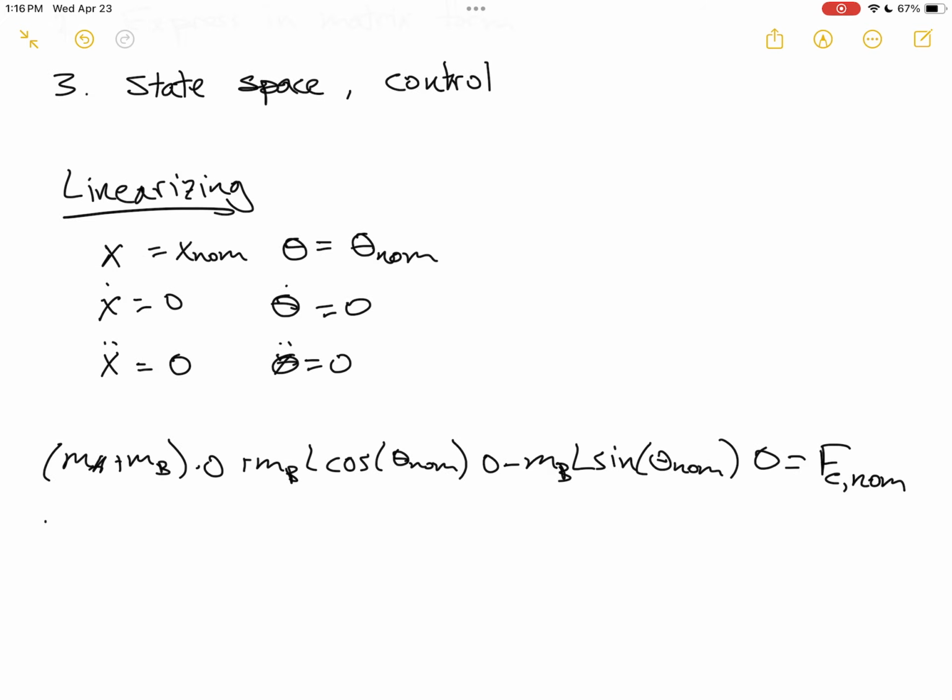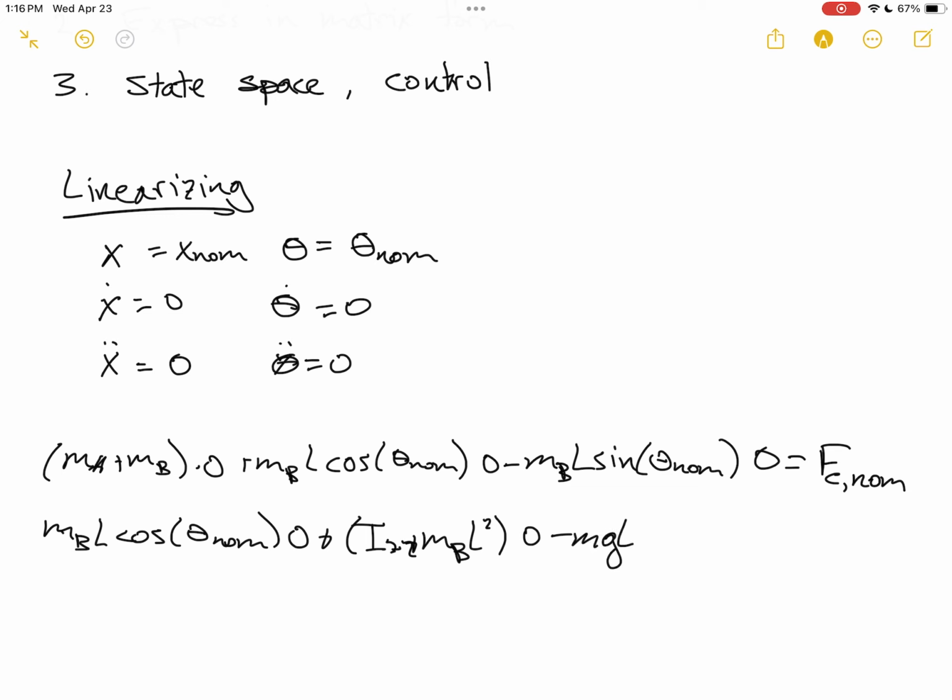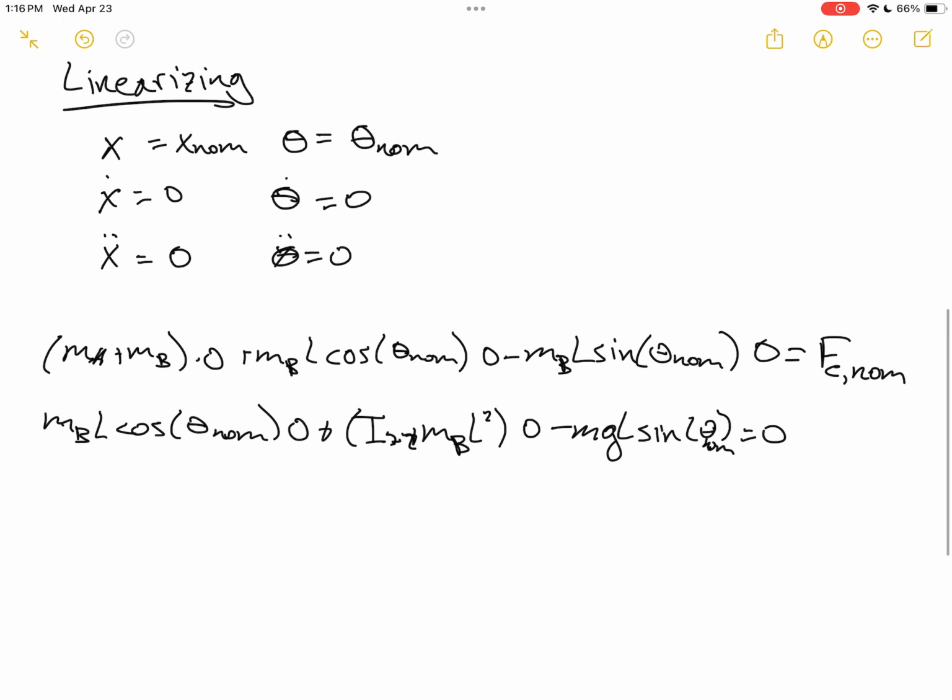And then the second equation, mb L cosine theta nominal times 0, x double dot nominal, plus Izz plus mb L squared times theta double dot nominal, which is 0, minus mb g L sine of theta nominal equal to 0. So we've got a few zeros multiplied in here, so we can come up with a couple things.